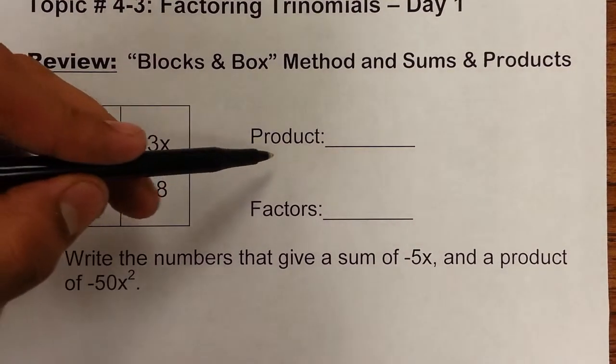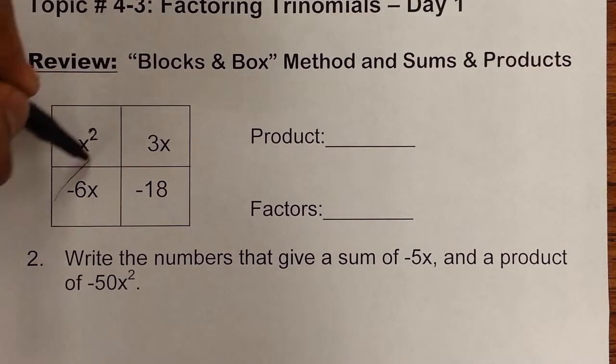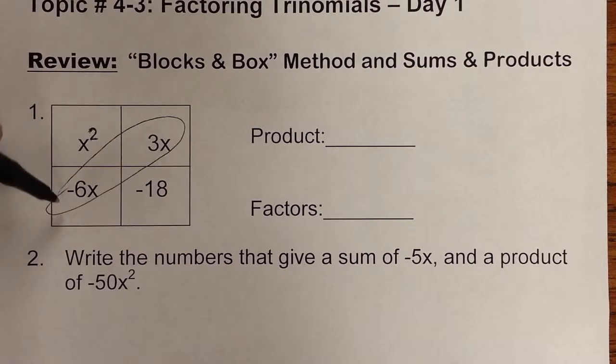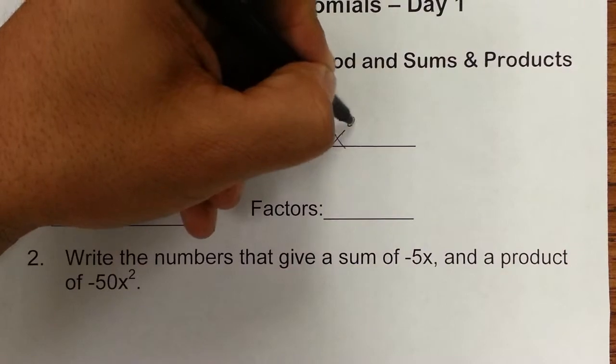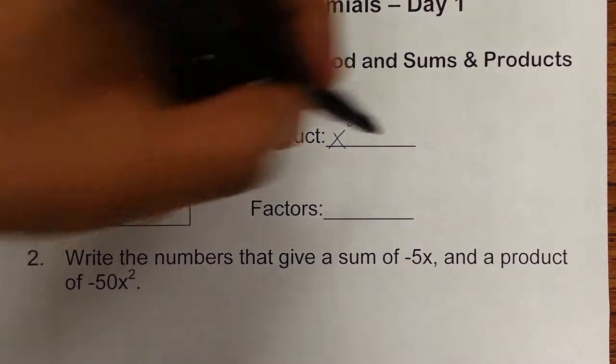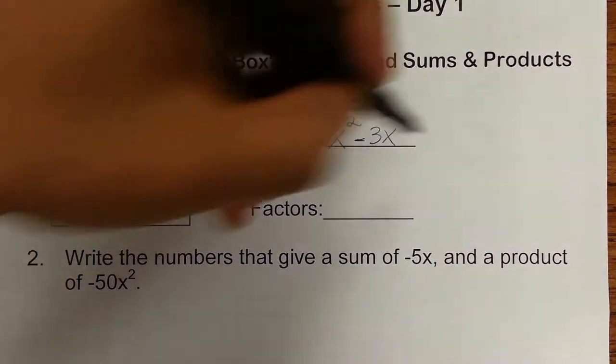For the first question, it's asking us to find our product. In order to find our product, we need to combine any like terms we see. We have like terms across our diagonals, the 3x and the negative 6x. Different signs, subtract to keep the sign of the larger number. So in this case, we would get a negative 3x. So we've got our x squared from 3x and negative 6x, that makes negative 3x, and then the negative 18.